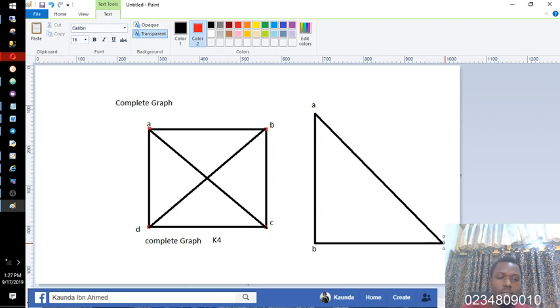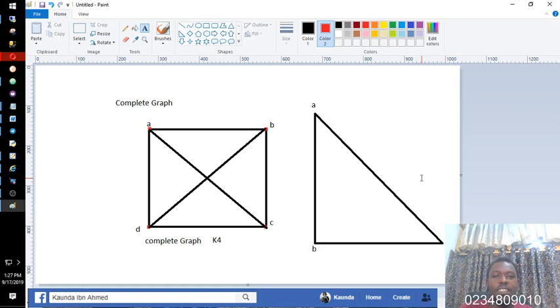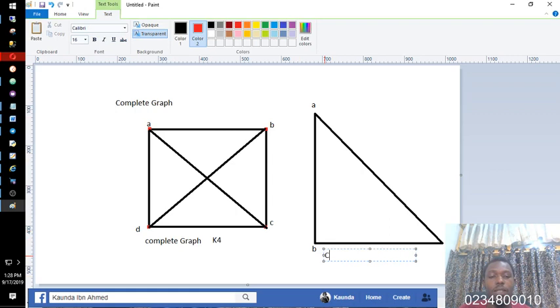Is this graph complete or not? Let's see. A is connected to every other vertex in the graph. The same way B is connected to every other vertex, C is connected to every other vertex. So this is also a complete graph. And the symbol for complete graph is K. So we have K3.